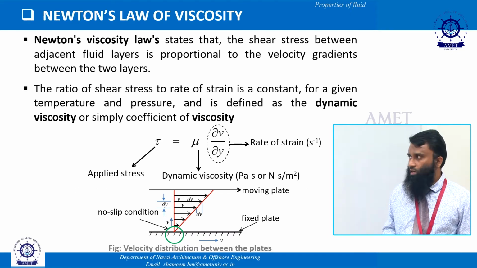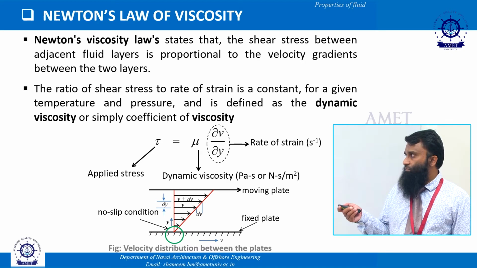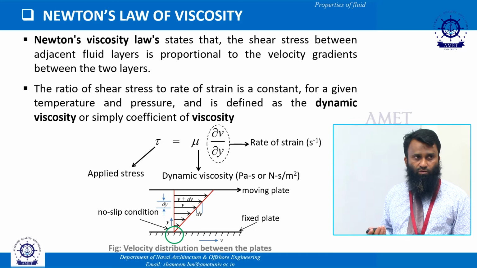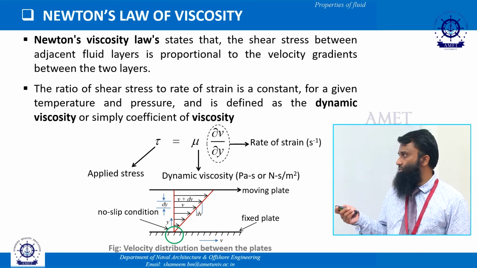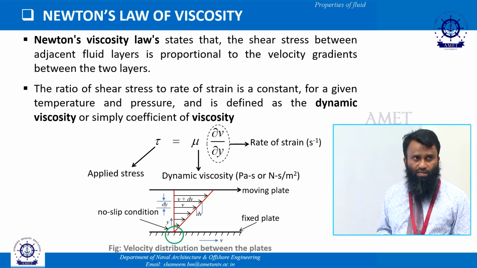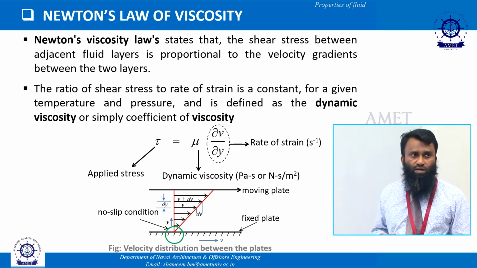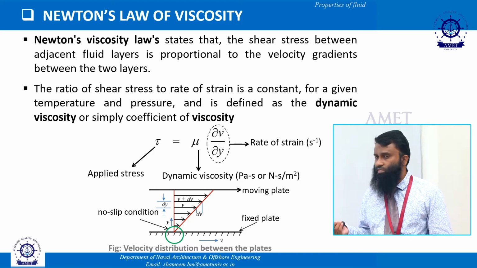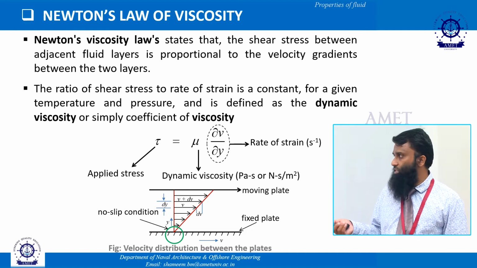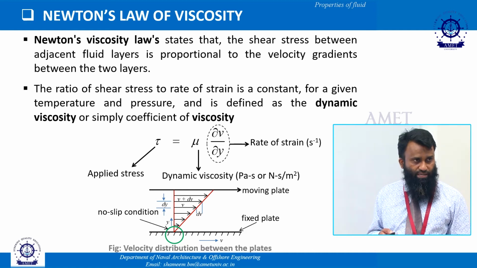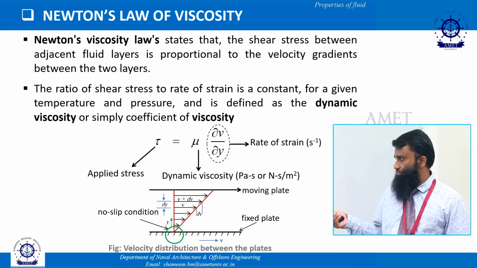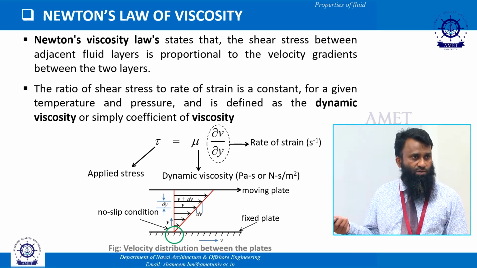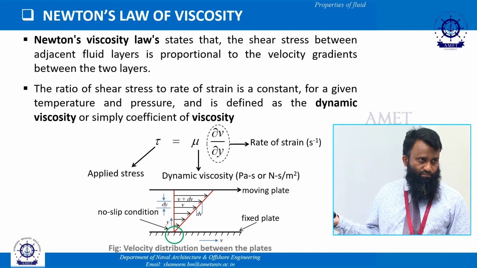So basically it states that the shear stress between the adjacent fluid layers is proportional to the velocity gradients between the two layers. The ratio of the shear stress to the rate of strain is basically a constant. This constant we call dynamic viscosity, or simply the coefficient of viscosity. It is defined as tau, which is the applied stress, which is directly proportional to the rate of strain. That is, tau is proportional to dou v by dou y, where dou v by dou y we call the velocity gradient, which is nothing but the rate of strain.